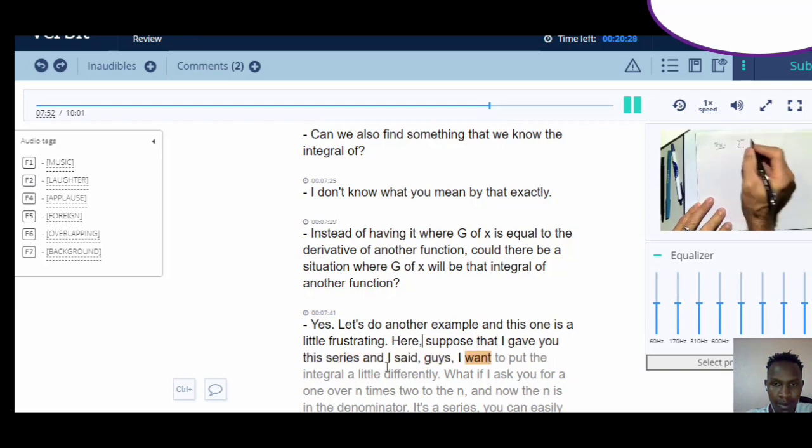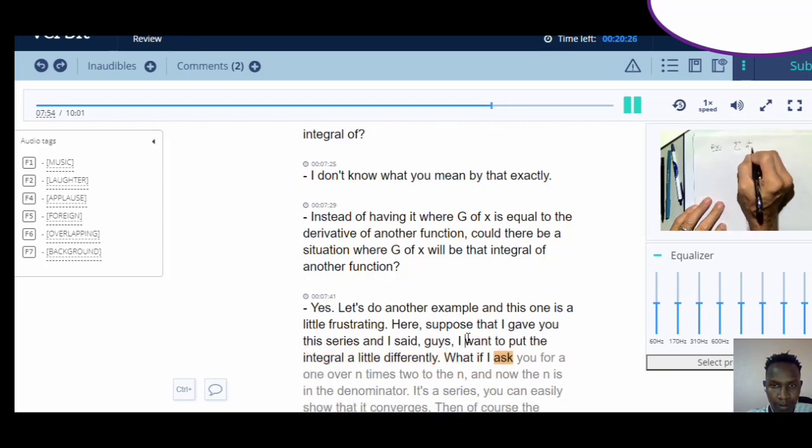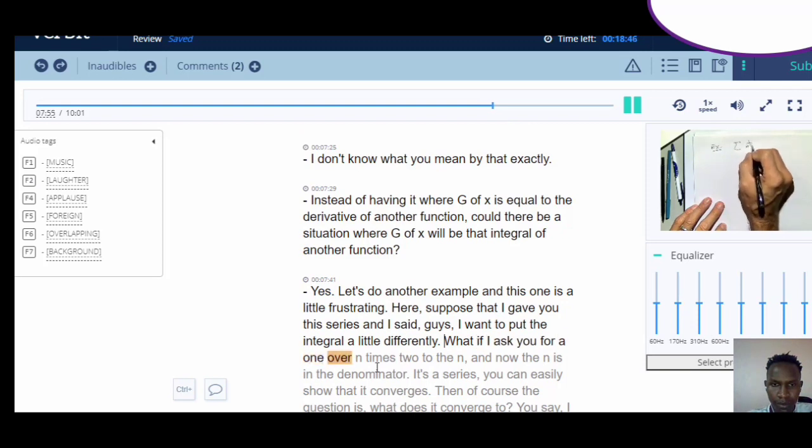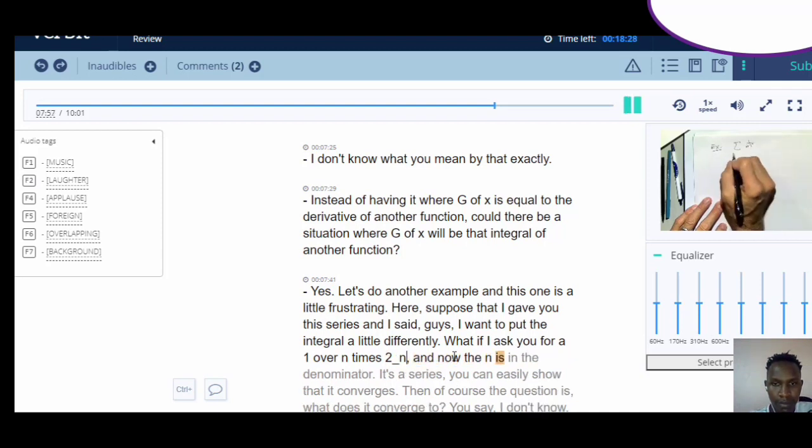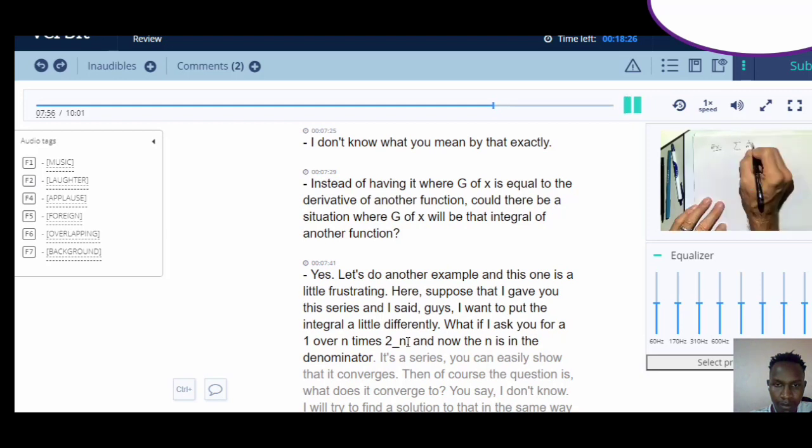I want to put the n a little differently. What if I ask you for 1 over n times 2 to the n? 1 over n, 2 to the n. Now the n is in the denominator.